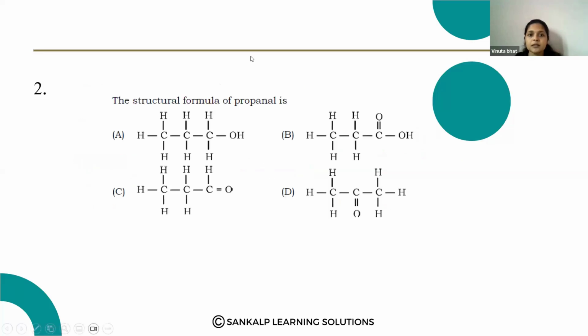Next question. The structural formula of propanal is: that is the aldehyde group. Propanol means OH group, hydroxyl group. Propanal means that is the aldehyde group. Here, see the first one, only the OH group is there, so this is propanol, alcohol. And here the COOH group is there as a functional group, so it is a carboxylic acid group. Here, see option C, double bond O, CHO, the aldehyde group is there. So this is the structural formula of propanal. Option C is the correct answer. Please note down the answer, option C.